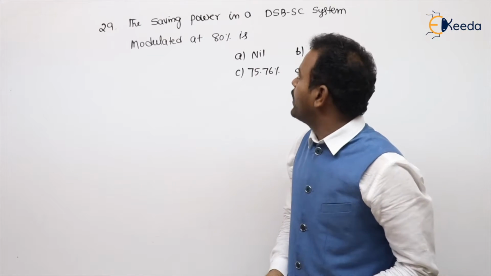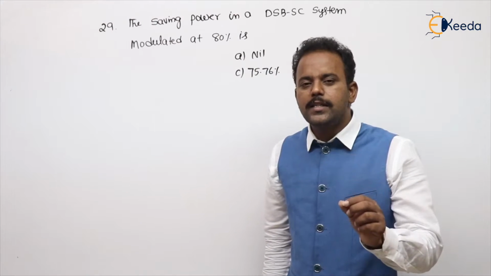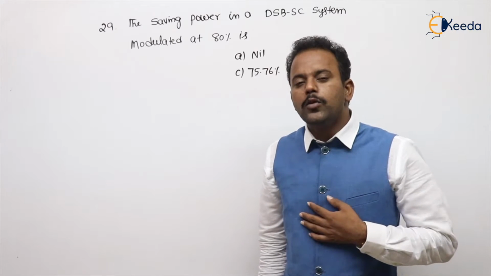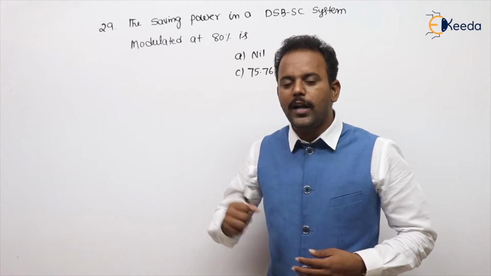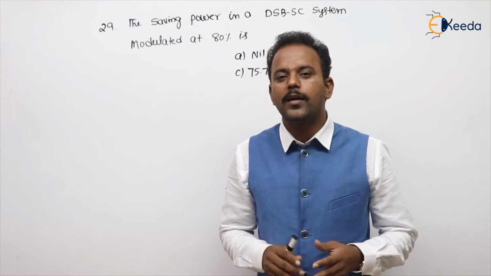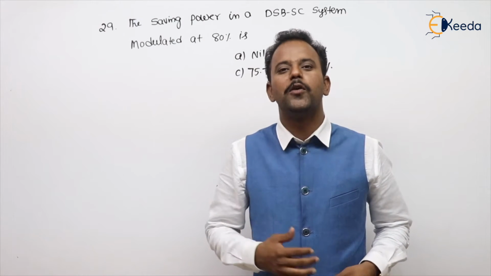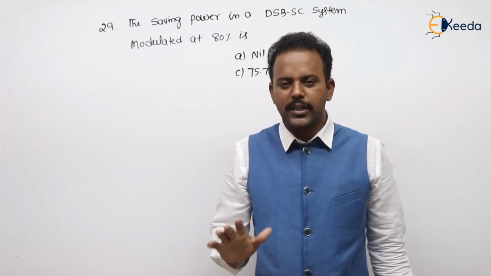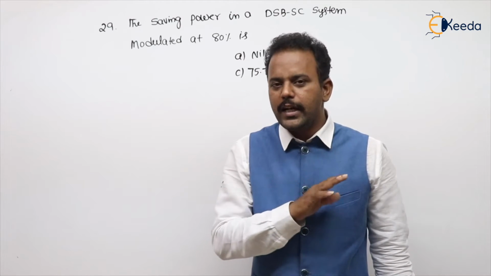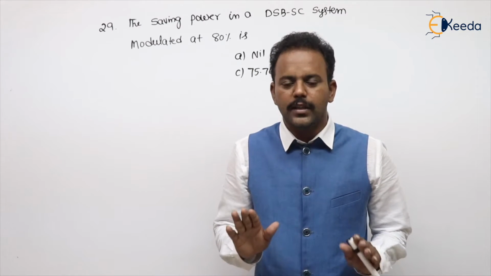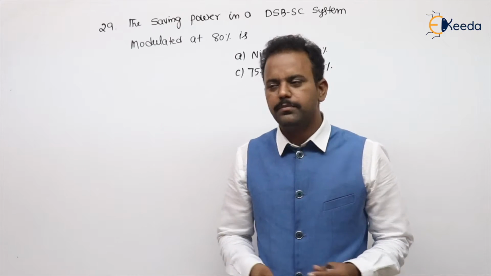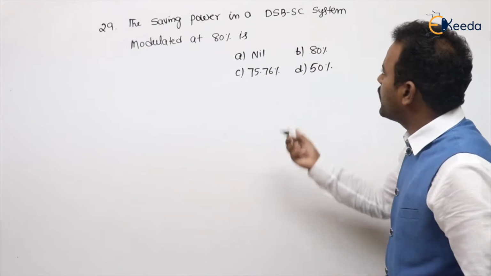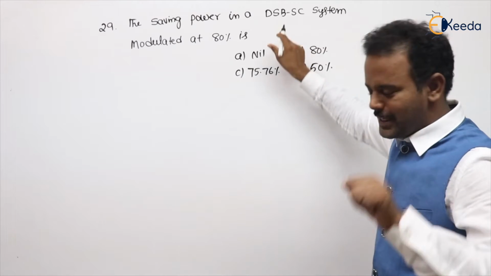Sir, power saving means in DSB-SC compared to which modulation scheme, sir? Any modulation is mentioned here? Not mentioned means with respect to AM only, because they have given the modulation index. If the modulation is not mentioned in the question, that is nothing but AM. So when compared with AM, what is the power saved in DSB-SC?